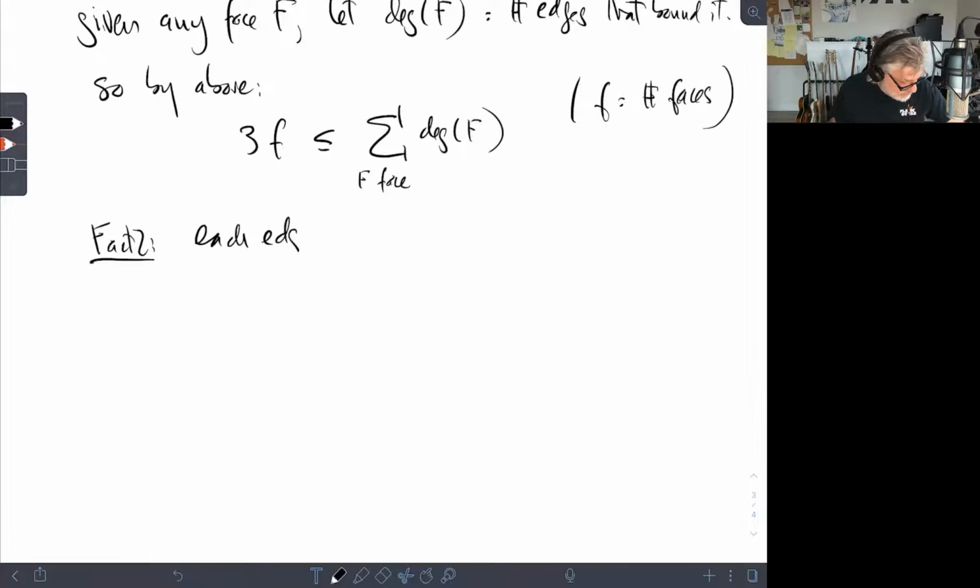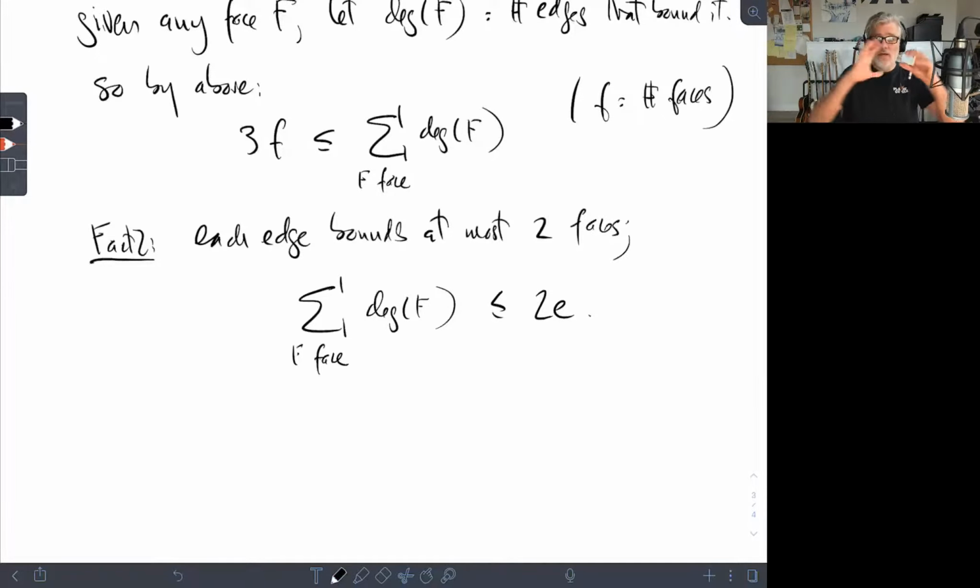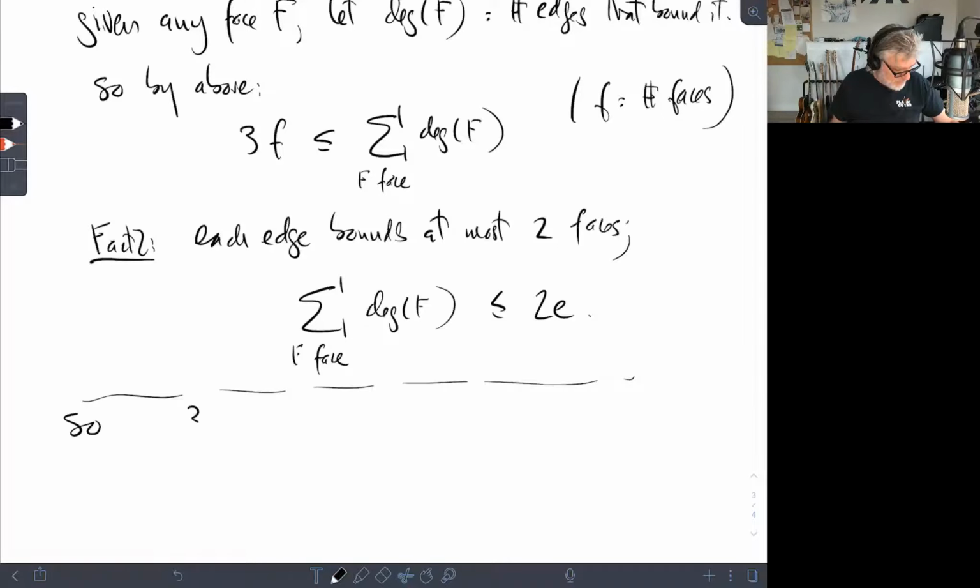So each edge bounds at most 2 faces. That means that if I add up all these degrees, I will get at most twice the number of edges, since each edge bounds at most 2 faces. When I'm counting, I take a face and I count all the edges on this face. Each edge will be counted at most twice because it can be in at most 2 faces. So now I combine these 2 facts. I get that 3f is less or equal to 2e.